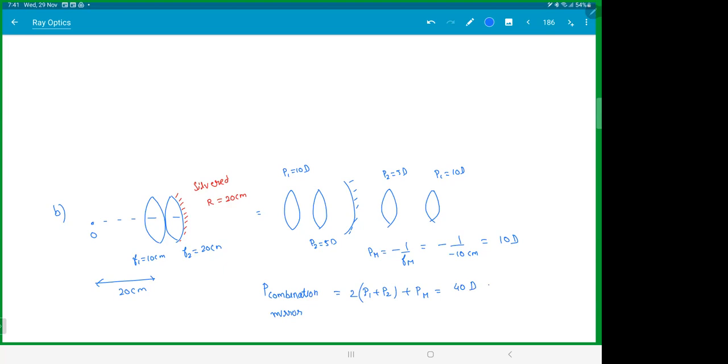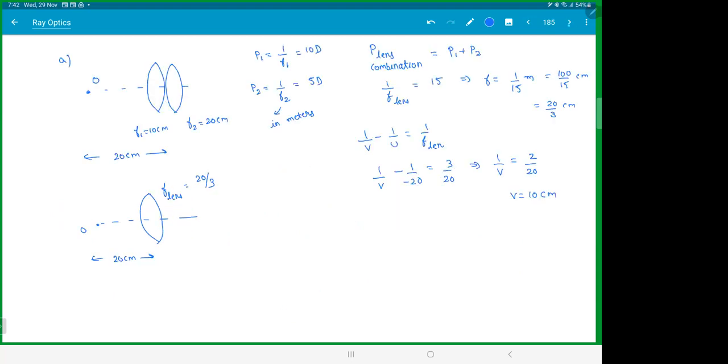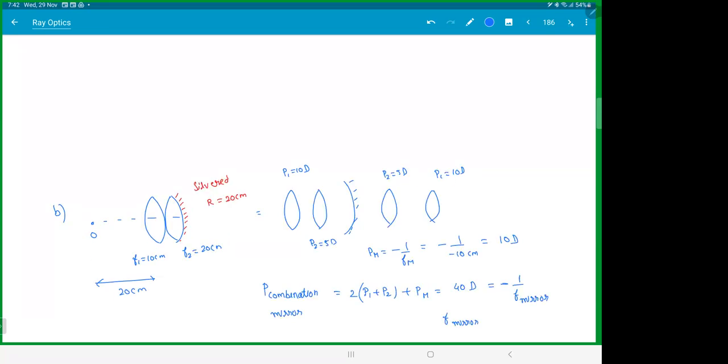Hope I'm right. This should be equal to minus 1 by F mirror. Remember, power of a mirror is minus 1 by F. Am I right? Or did I goof up somewhere? 10 plus 15, 15. R is minus, focal length is minus 10, so 10 diopters. Looks right. So this would be minus 1 by 40 meters. For 100 by 40, 10 by 4, minus 5 by 2 centimeters. That's your focal length. So this whole combination is a concave mirror whose focal length is minus 5 by 2 centimeters.